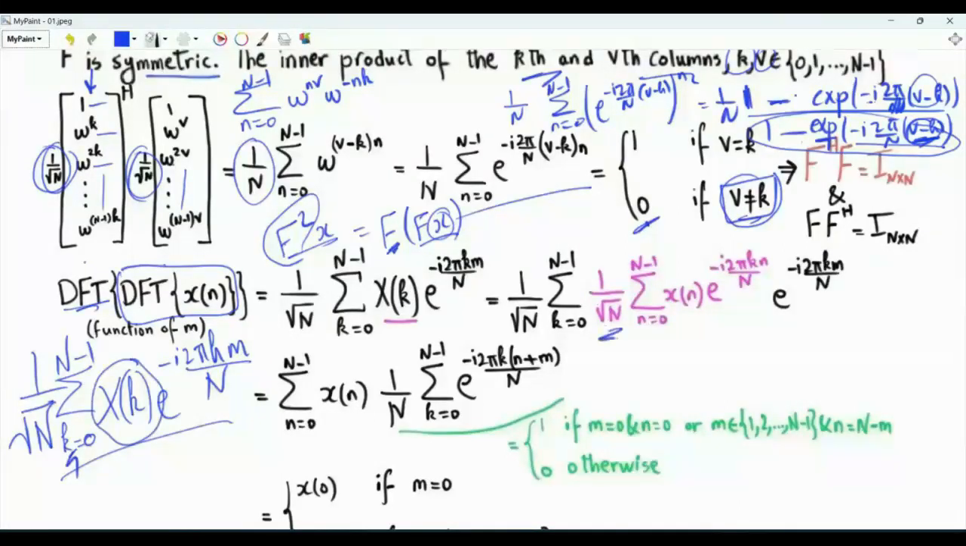X of k itself is 1 over square root n, and then the summation. We have a double sum. We can interchange the order. So we have the summation with respect to n first, small n from 0 to big N minus 1, and then we have x of n, and then these two give us 1 over big N, and then we have a summation.